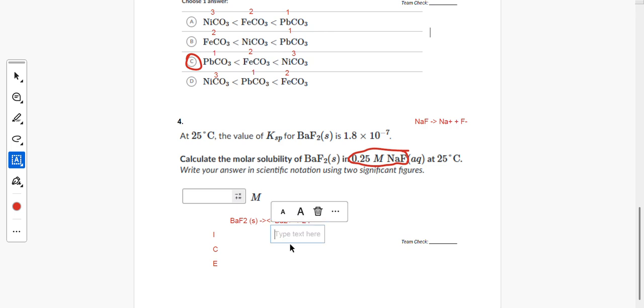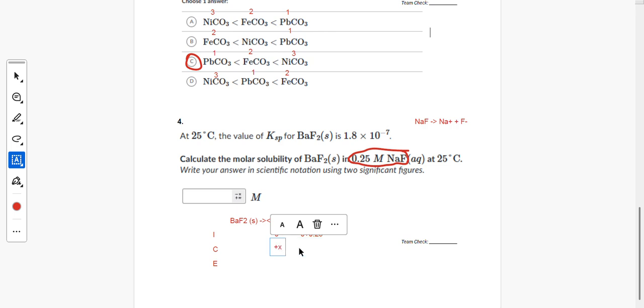Let's go here for our ICE table. For the initial on the barium, we start with 0. And if we go over to our fluorine, we also have 0, but we also have the 0.25 from the sodium fluoride. The sodium fluoride allows us to put a little bit extra at the start, and that's important. We're going to come back to that.